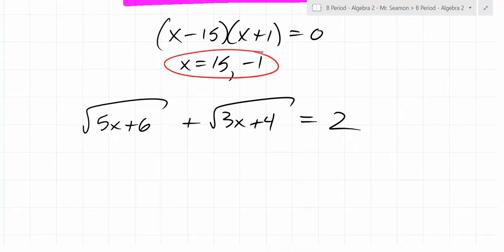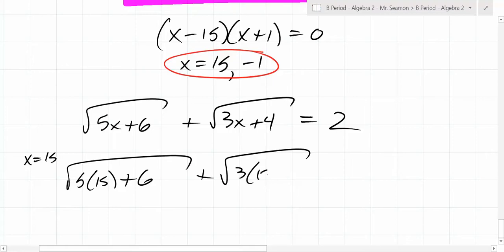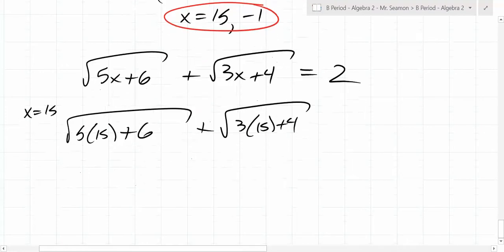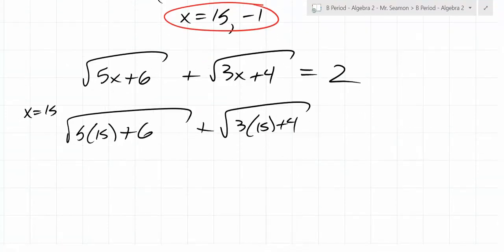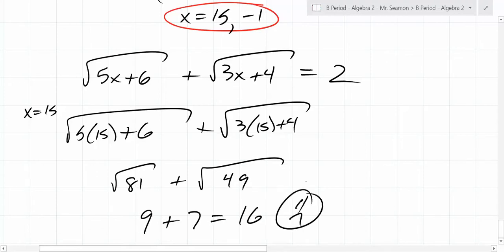Which one do I want to plug in first, 15 or negative 1? So let's try x equals 15. You get the square root of 5 times 15 plus 6, plus the square root of 3 times 15 plus 4. What's 5 times 15? 75. 75 plus 6? Plus the square root of 49. Well, that's 9. Does that equal 2? No. So that is not this one.